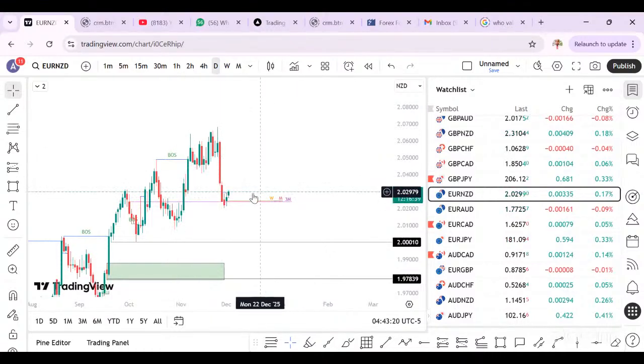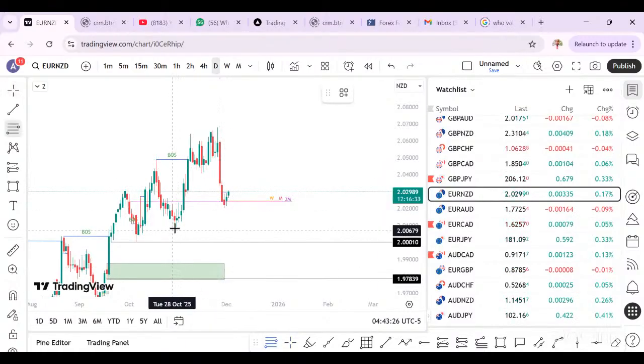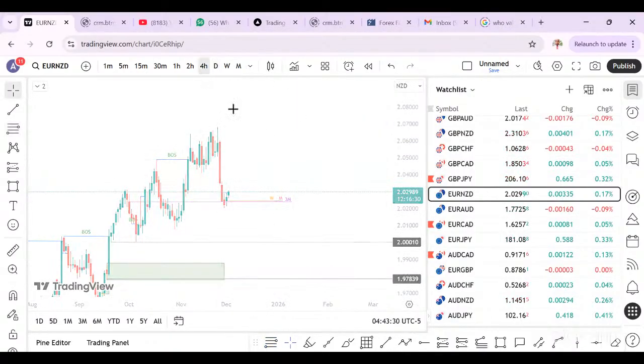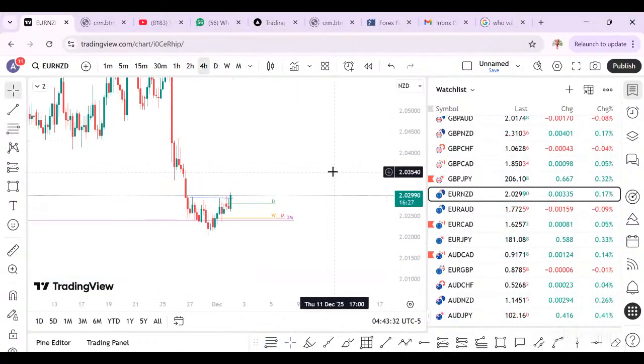I'll be looking at price coming to this place. Break of structure, price has come to where? A very good place for us. Good. So now let's look for entry.